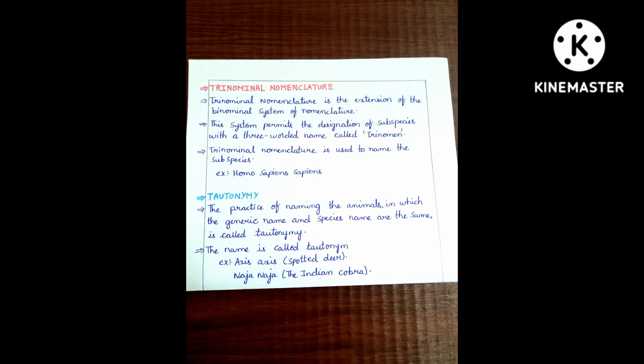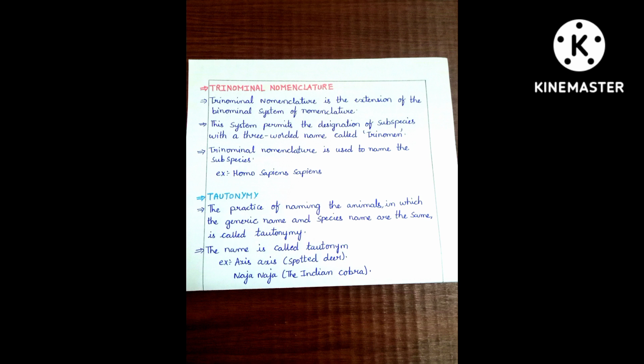Next is trinomial nomenclature. Trinomial nomenclature is the extension of the binomial system of nomenclature. Here, extension means lengthening and extending the binomial system of nomenclature. This system permits the designation of subspecies with a three-worded name called trinomen.